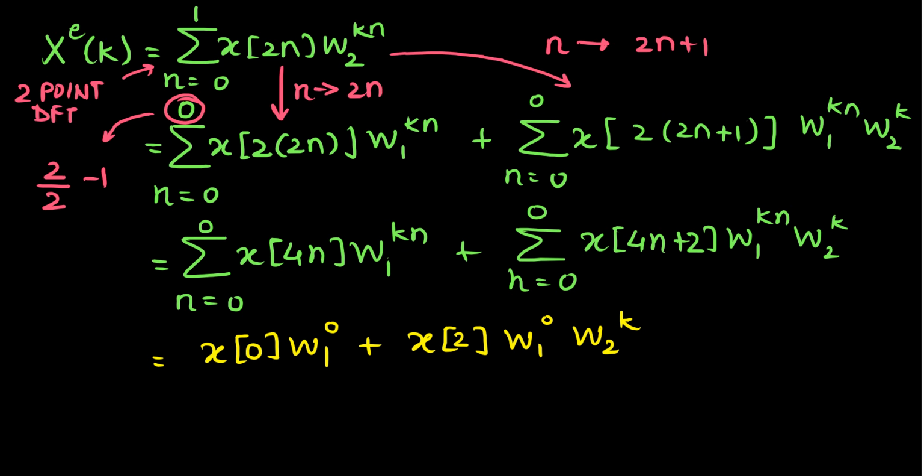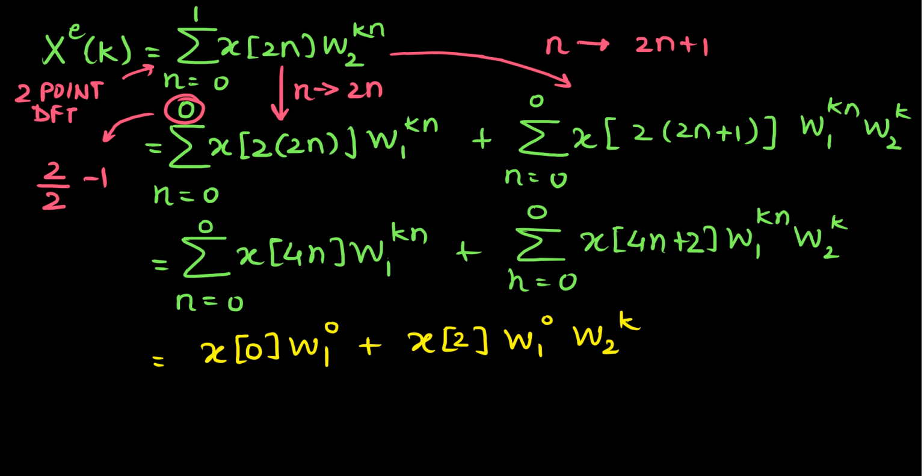So we need to consider N/2 minus 1, so that would be 0, W_N/2, that is 1 to the power kn, and summation n running from 0 to 0 of x of 2n plus 1 W_N/2 to the power kn, W_N to the power k. So this can be reduced further like this, and when we substitute the value of n as 0, we can see that only one value is to be substituted for n. So if we substitute n as 0, what we obtain is x0 W1 to the power 0 plus x2 W1 to the power 0 into W2 to the power k.